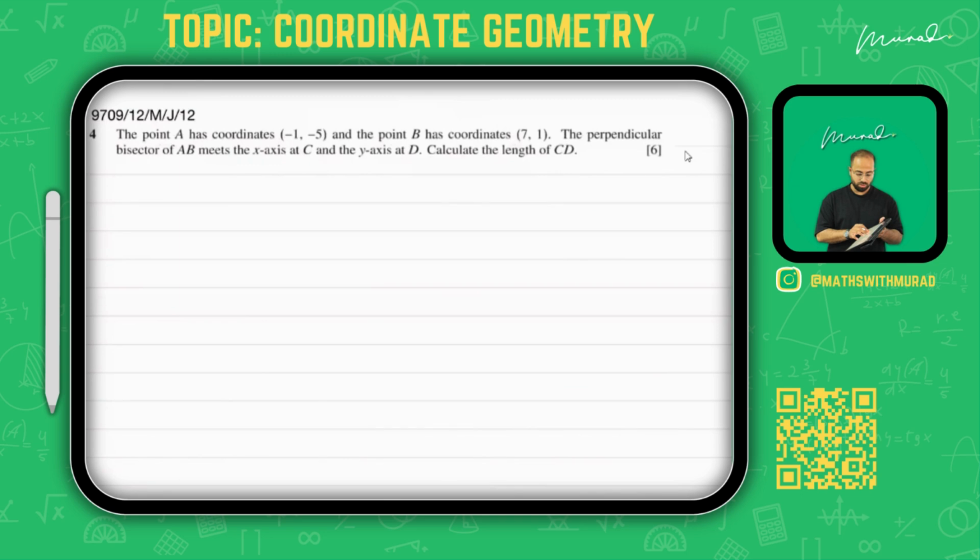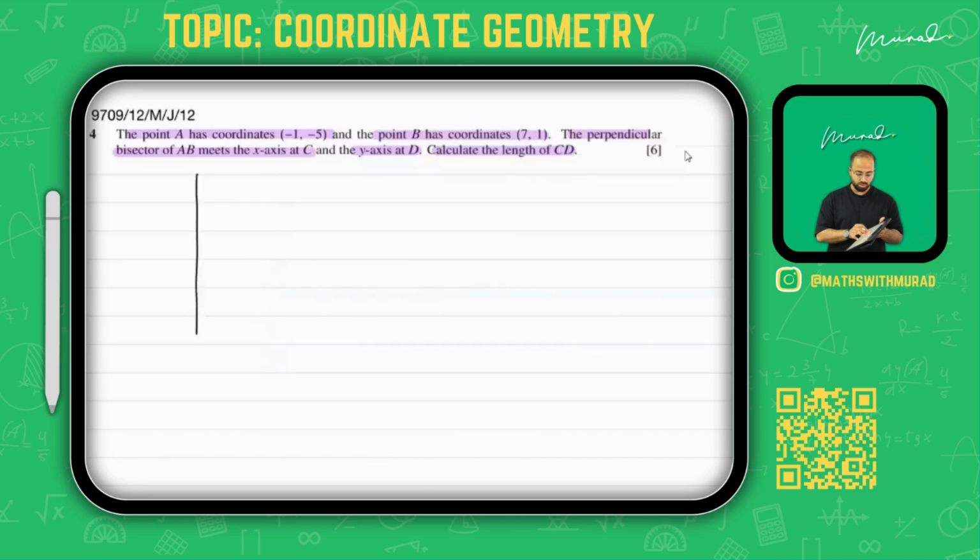So the first thing is the point A. The point A has coordinates -1 comma -5, and the point B has coordinates 7 comma 1. The perpendicular bisector of AB meets the x-axis at C and the y-axis at D. Calculate the length of CD. So you need to figure out both of the things right now. So we'll try to draw the diagram first.